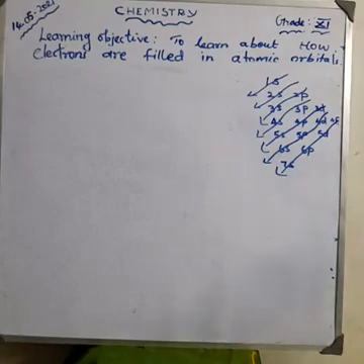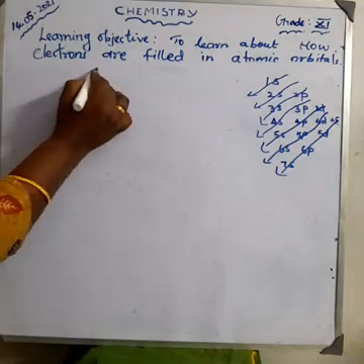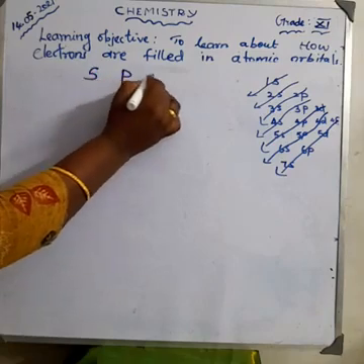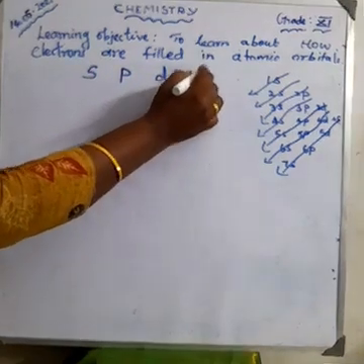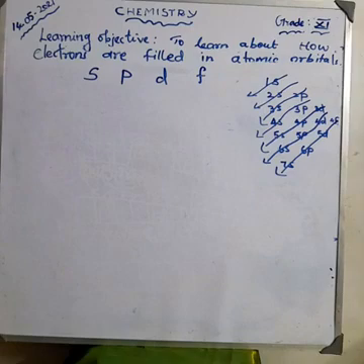Today we are going to study how electrons are filled in various atomic orbitals. First of all, do you know how many atomic orbitals there are? There are 4 atomic orbitals. What are they? S, P, D and F.